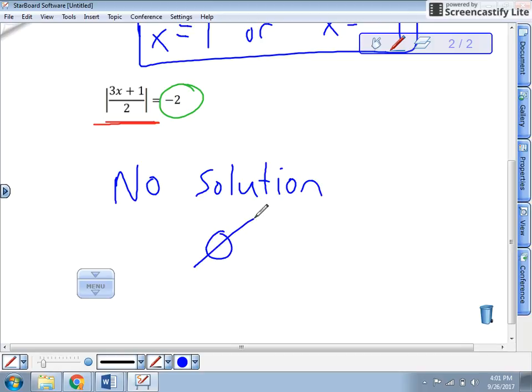So there you have our lesson on solving absolute value equations. You need to rewrite two equations to get your two answers for each direction on the number line.